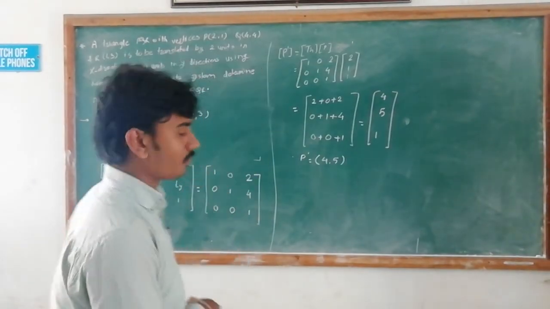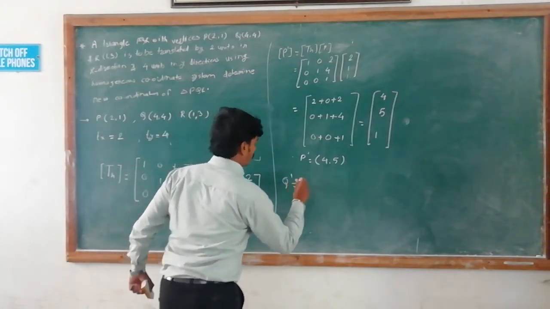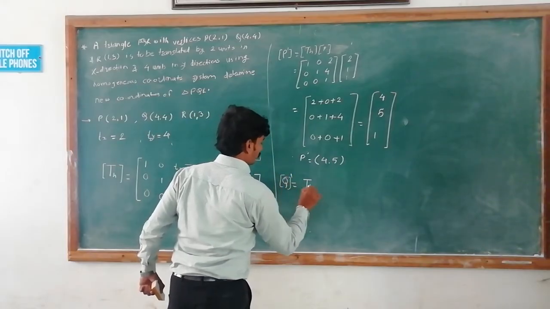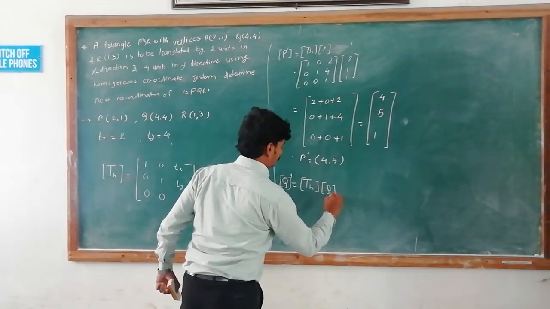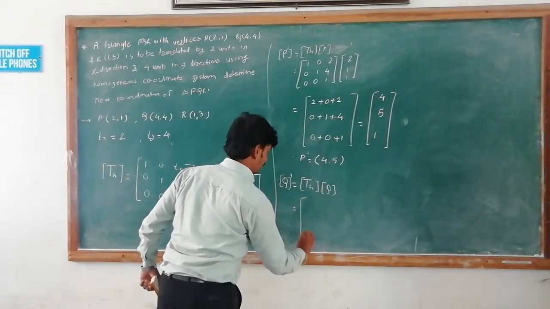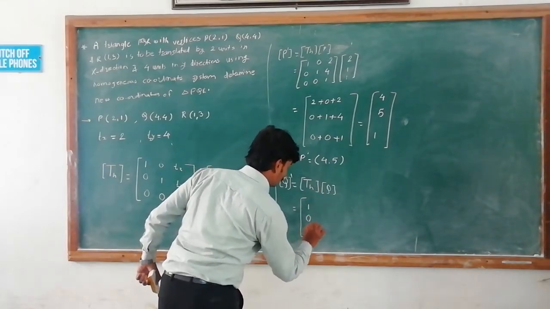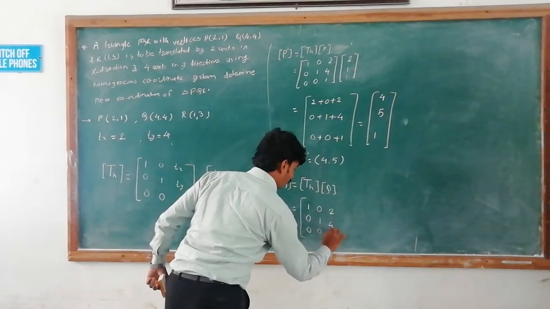Now we have to find Q dash. Q dash is equal to the translation matrix, 1, 0, 0, 0, 1, 0, 2, 4, 1, into Q.